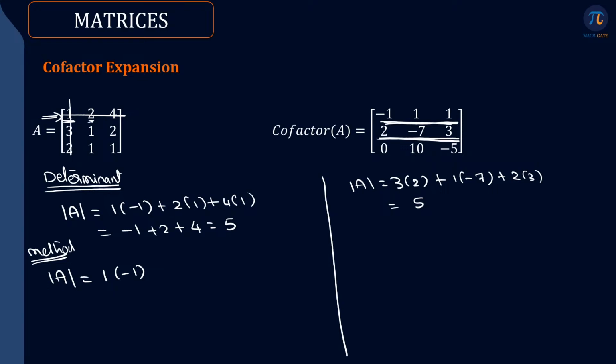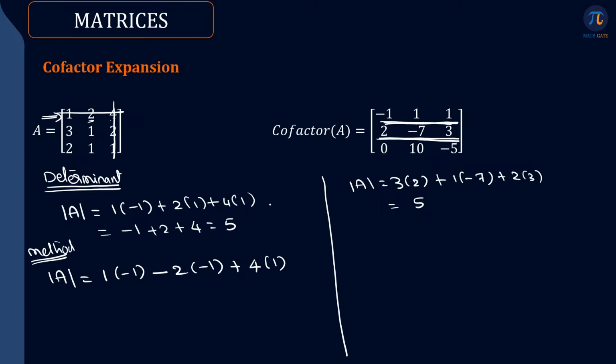Then 2, the 1 2 element, means the sign is minus. So you get minus 2 into the minor: remove the row and the column, 3 minus 4, which is minus 1. There is a minus, so you directly get the plus. Okay, next element, 4. The 1 3 position has a plus sign, so 4 is multiplied with the minor: remove the row and the column, 3 minus 2, which is 1.